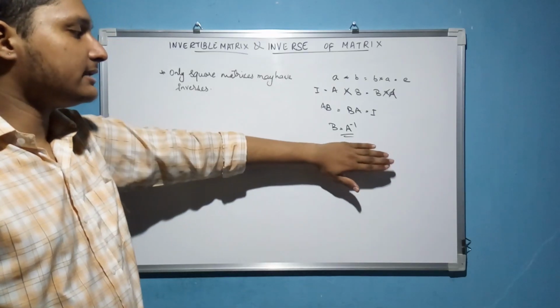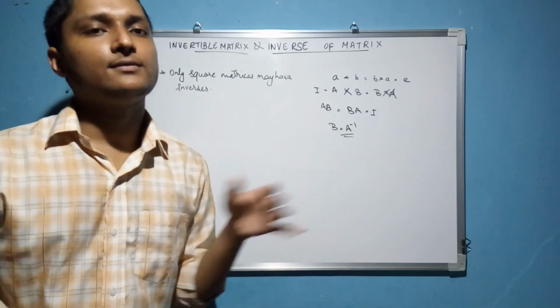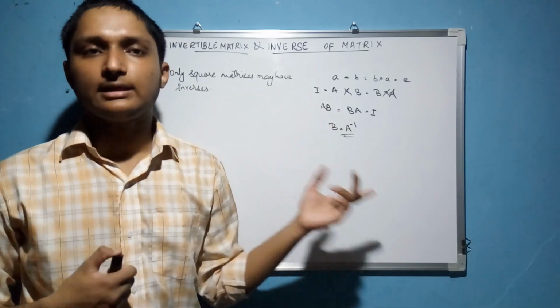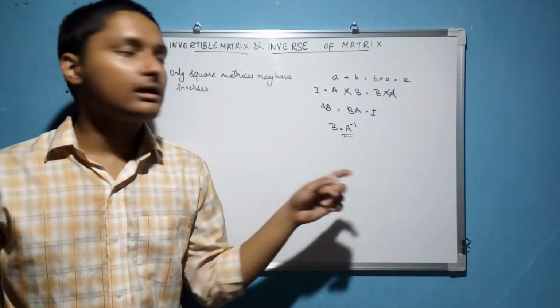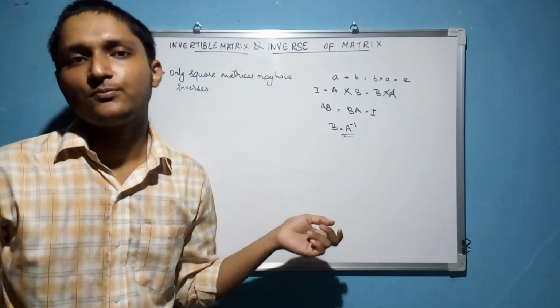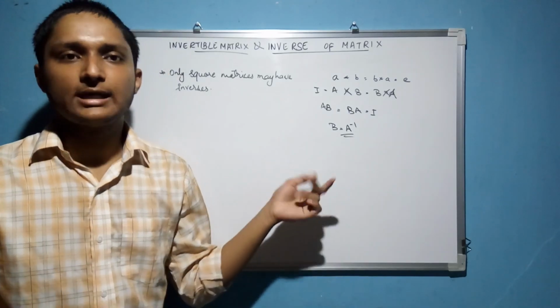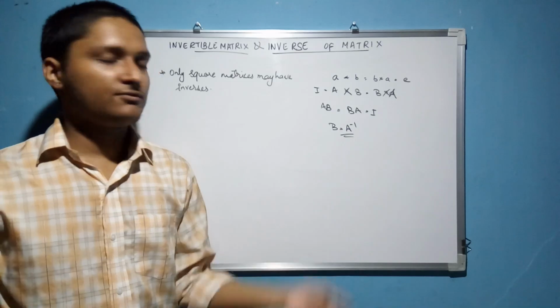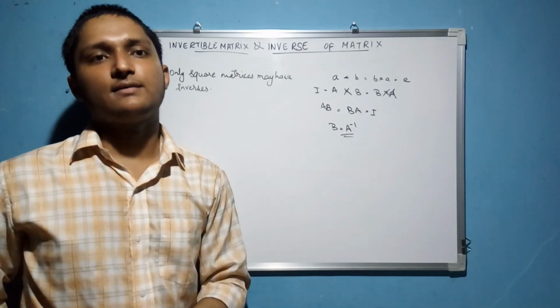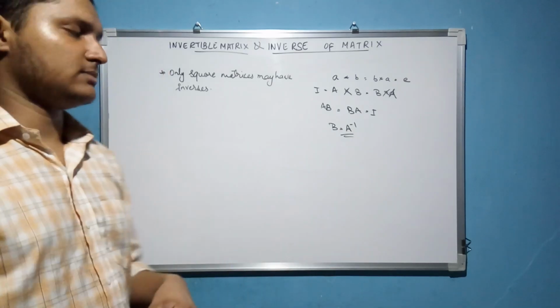So we can find that B is equal to A inverse. We also know, by the properties of relations and functions, that the inverse is going to be unique. So one matrix cannot have more than one inverse. There is a proof for that given in the textbook also, but I think that is not so important.